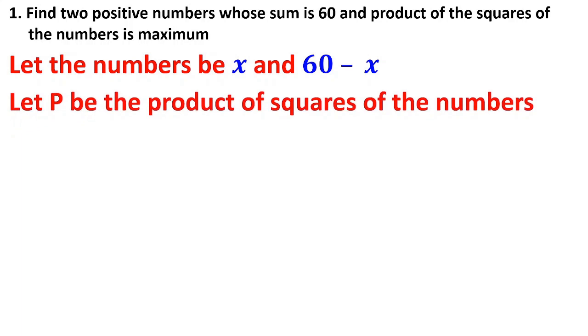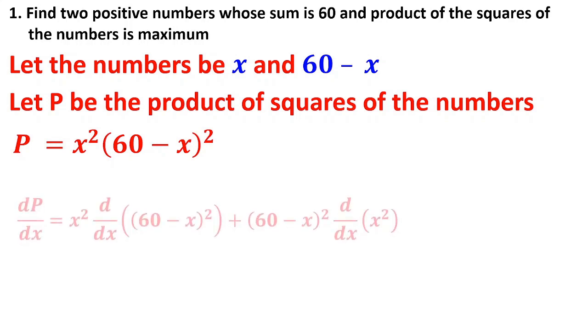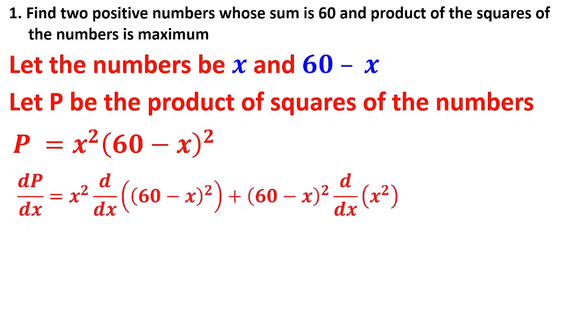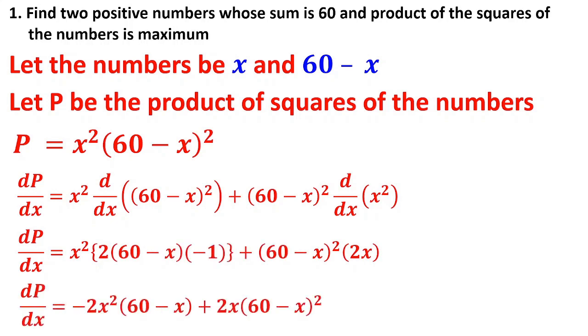Let P be the product of the squares. Therefore, P is x square into (60 minus x) the whole square. You have to differentiate it. Keep x square, differentiate (60 minus x) the whole square. Keep (60 minus x) the whole square and differentiate x square. You will get minus 2x square into (60 minus x) plus 2x into (60 minus x) the whole square. This is the first derivative.